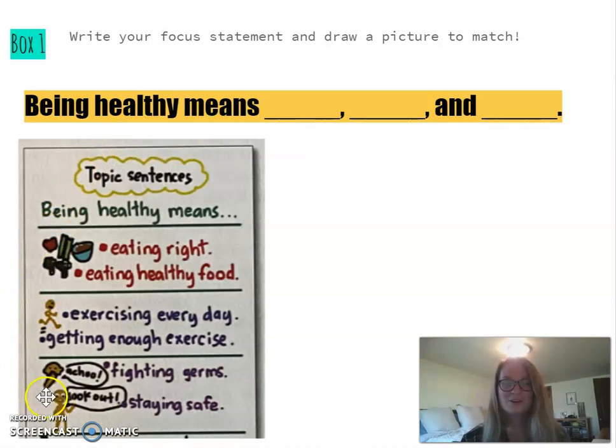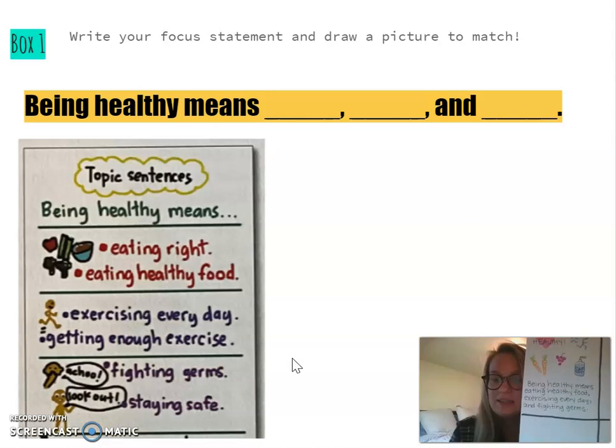Nice work. There are lots of different ways we could write our focus statement. As long as we're using these big topic ideas, our focus statement is not where we're going to put a specific detail like eating carrots or playing soccer. The focus statement is for the big ideas: healthy eating, exercise, staying safe and clean. For mine, I said, being healthy means eating healthy food, exercising every day, and fighting germs.